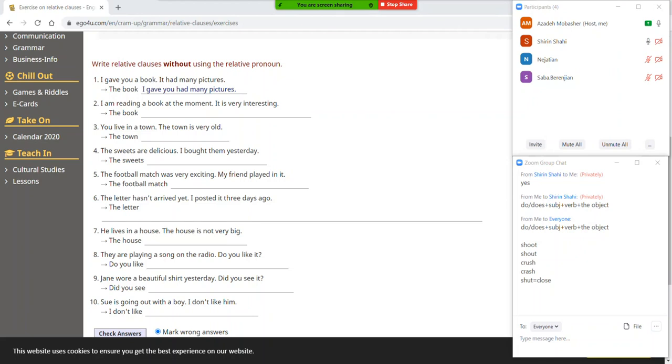You live in a town. The town is very old. The town you live in is very old. Very good. The sweets are delicious. I bought them yesterday. The sweets are delicious. No. The sweets I bought yesterday are delicious. No, focus. The sweets.